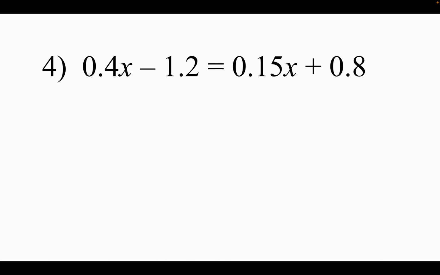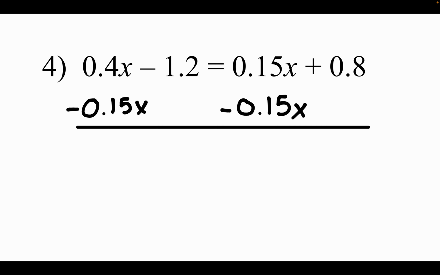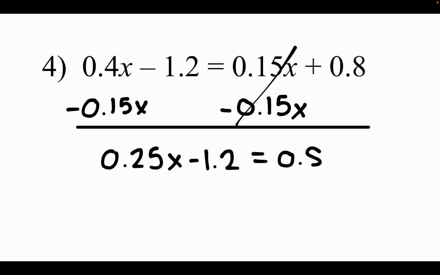Okay, so for number 4, it's a multi-step equation with decimals. So I would look at both of my sides and see if I can combine anything, which I cannot. So I'm going to bring my x over to the left. Since it's a positive 0.15x, I'm going to subtract it. That cancels it out here. 0.4 minus 0.15 is 0.25x. Bring down our minus 1.2 equals, and then 0.8.